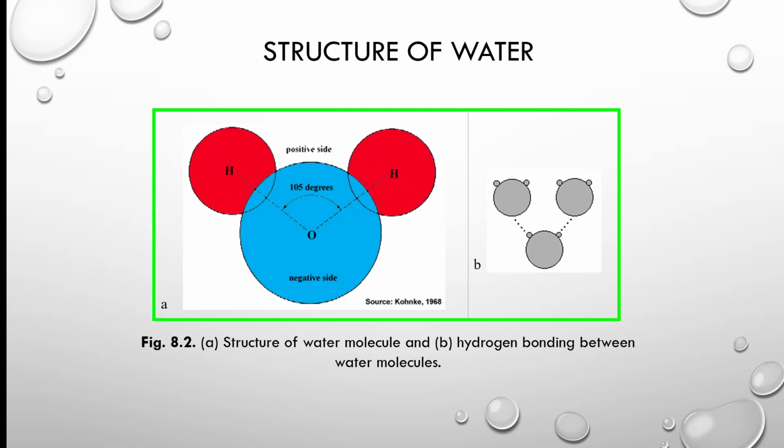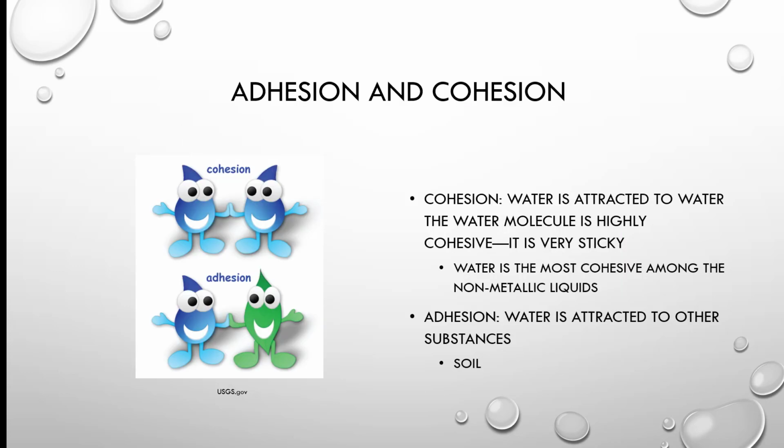And here's just a graphic of the structure of a water molecule, and the hydrogen bonding between more than one water molecule. So water is attracted to water, so that's cohesion. The water molecule is highly cohesive. It's very sticky, as you can see in this graphic. It's actually the most cohesive among the non-metallic liquids. And then adhesion is when water is attracted to other substances, and in this case we've been talking about soil.